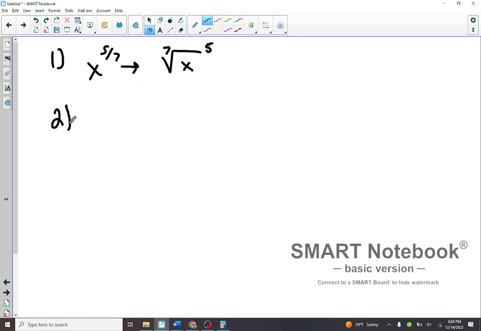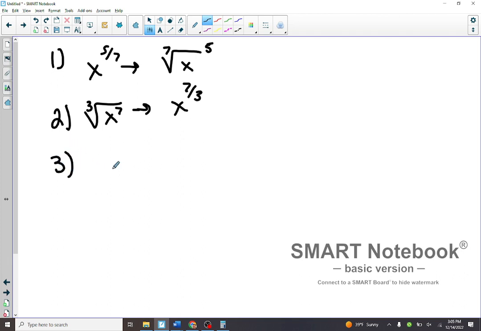Good. Number 2 is the reverse. So I'll give you the radical: cube root of x to the 7th power. I rewrite that as x to the 7 over 3. That's question 1. That's question 2. Takes you less than 10 seconds.